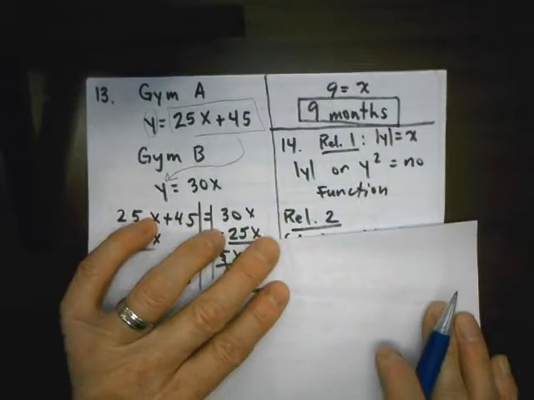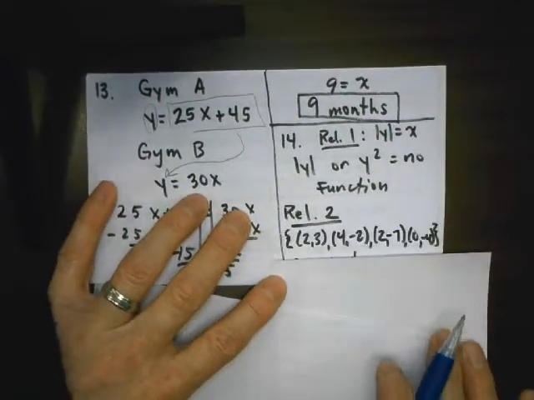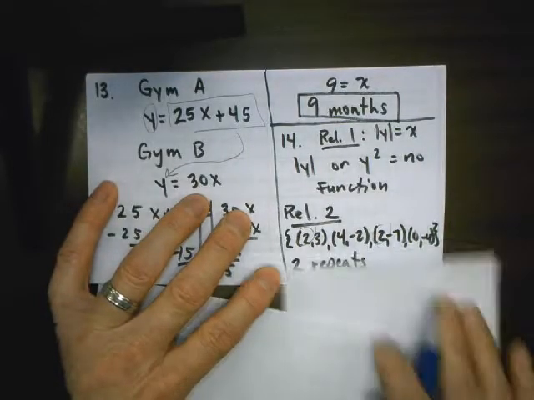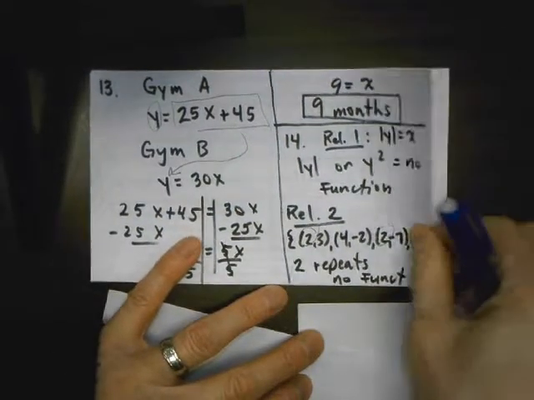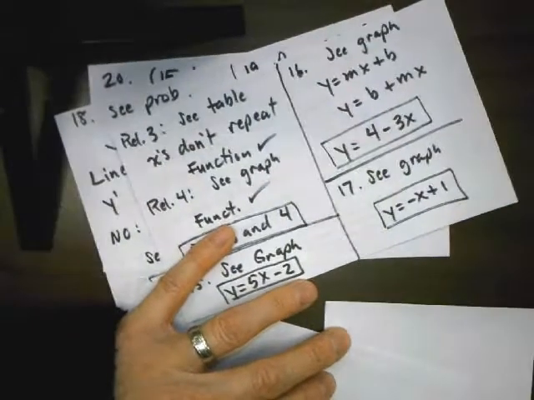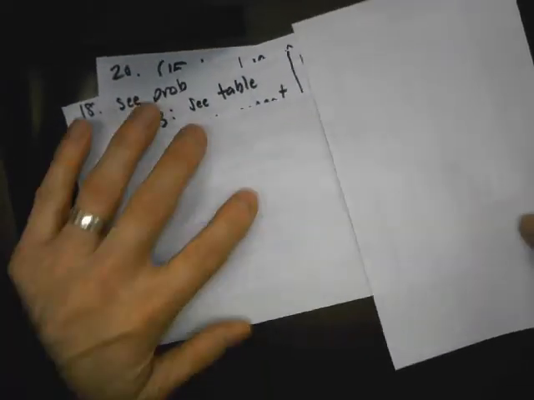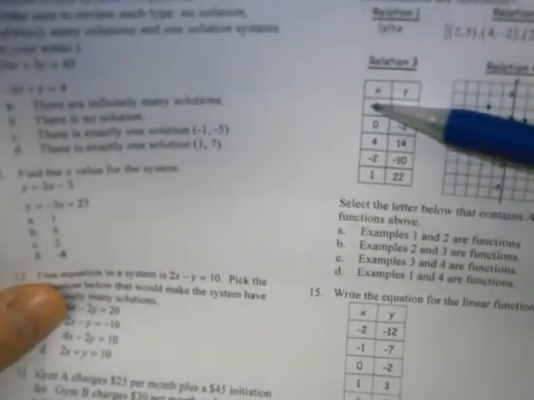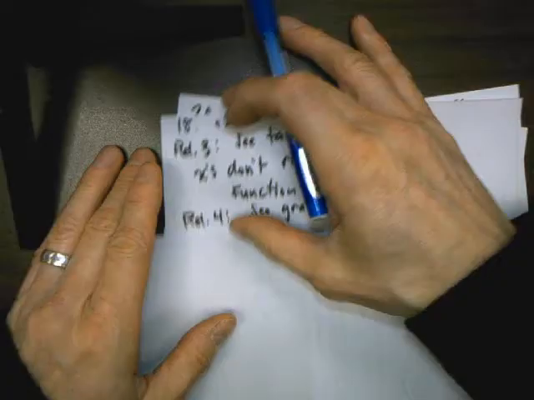Number 2, we're looking at the x's, right? It's all about the x's. If the x's repeat, which they do, it's not a function. Okay. Number 3, let's take a look at the table for number 3. So for number 3, they give us a table, right? And I look at my x's. None of my x's repeat, so it's a function. If the x's don't repeat, it's a function.